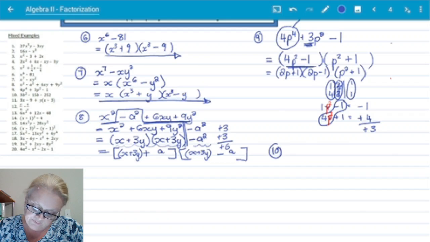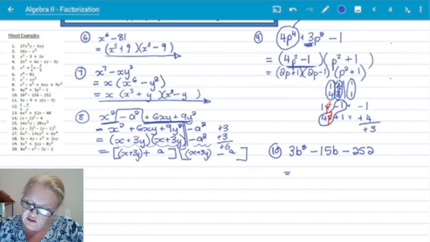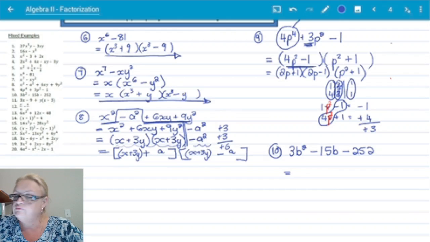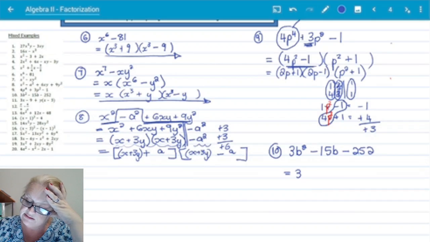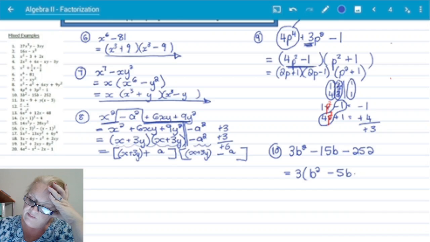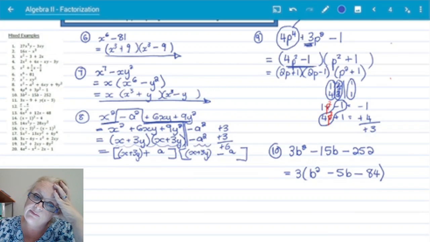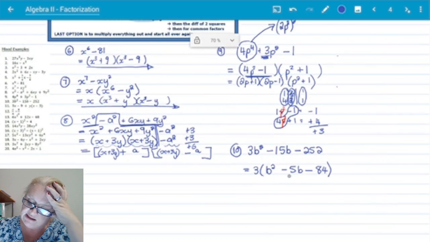Number 10. 3b squared minus 15b minus 252. First rule, common factor. Is there one? Nope. Wait, no. I lied. There is one. You can take a 3 out. That leaves you with b squared minus 5b minus 84. Big number, but it's the right number. This is now an easy trinomial.